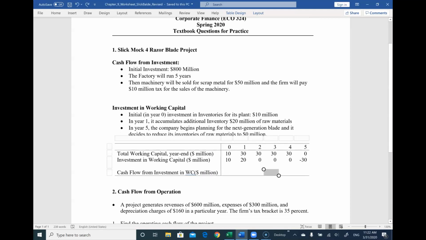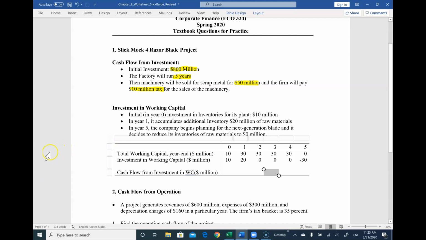So I prepared a Word document that outlines the details of this project. When you look at this project, it is an $800 million project. It lasts for 5 years, and $800 million will be spent to mainly buy the machines. After the project is over, the machines will be sold for scrap metal for $50 million. This is what you call a salvage value. And for that, the firm will pay $10 million tax, right? So these are all the cash flow from investment, and we have to consider this.